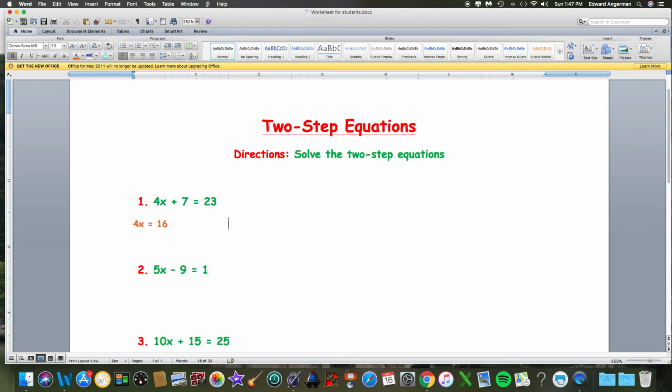So you're still not done at this point. After you have 4x equals 16, you can see that the 4 and the x are multiplied together, even though they don't have a multiplication sign. So you have to divide 4x by 4, which will cancel out the 4 and the 4 on the left side. And then 16 divided by 4 leaves you with 4, which is your final answer of x equals 4.